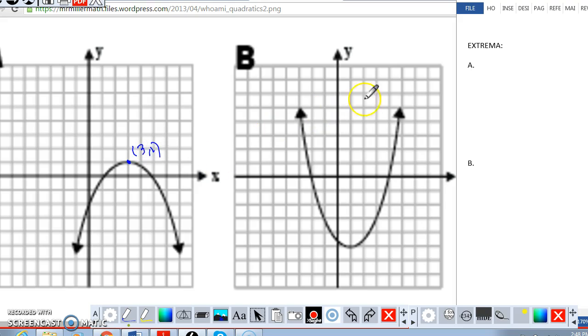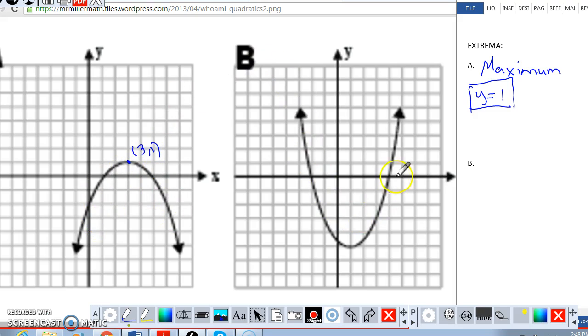So for graph A, this is a maximum. This is part of your extrema answer: a maximum at y equals 1. That's the maximum value of the function. At x equals 3, your maximum value is y equals 1. That is the extrema of this graph.